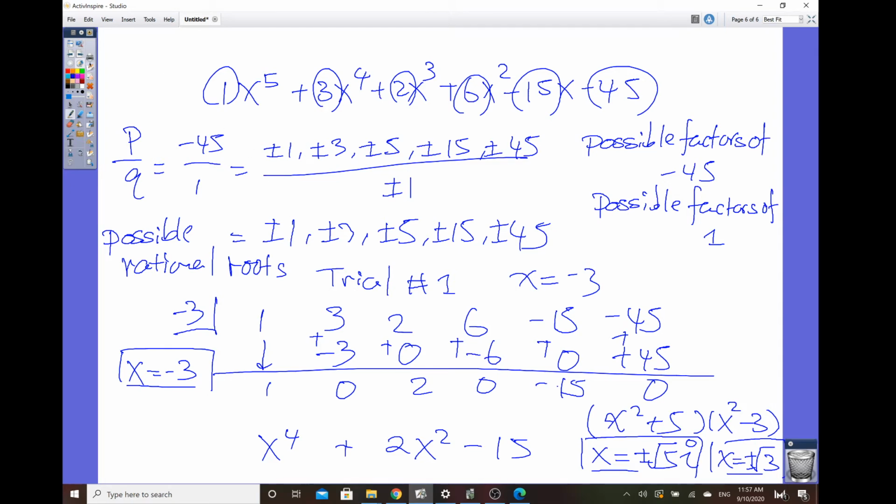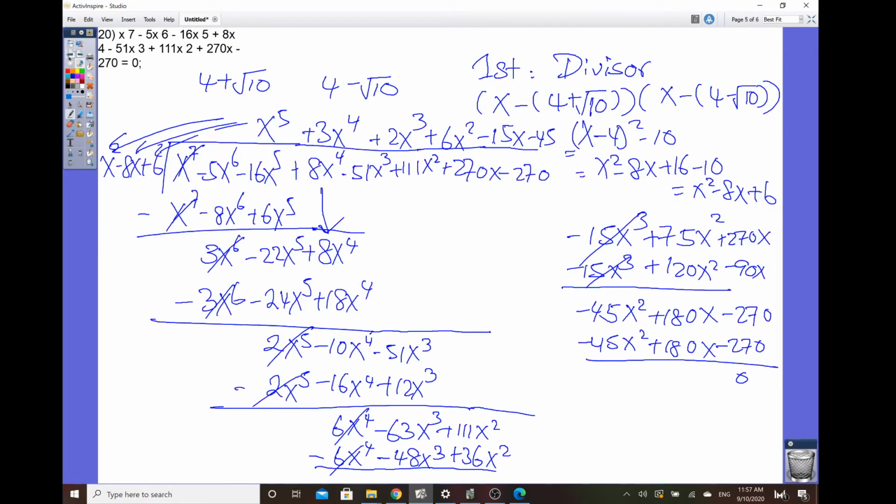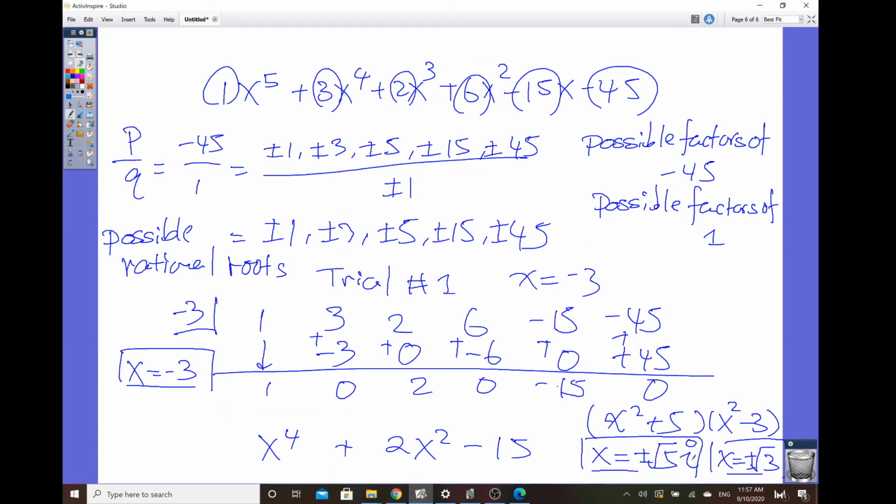Okay, so going back to the previous slide here. We do have this one as well, 4 plus root 10, 4 minus root 10. Well, it's actually considered 2 imaginary and then 5 real. So 4 plus root 10, this one's called the irrational root. There's no imaginary number here. So 4 irrational, 1 rational, and then 2 imaginary.